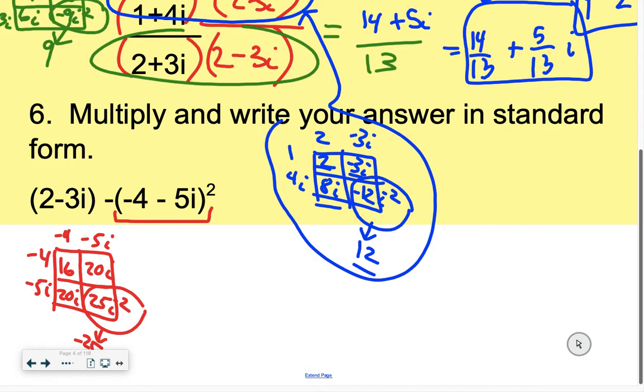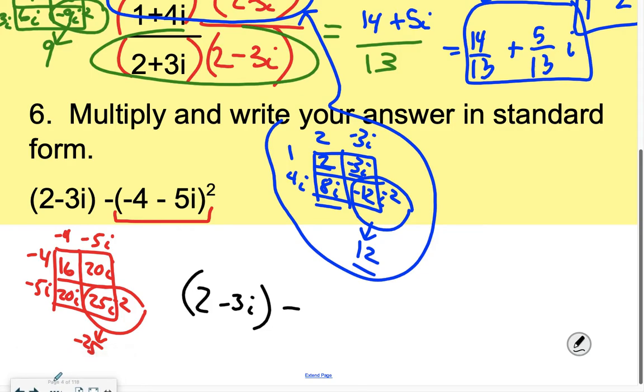So this part that we're subtracting from 2 minus 3i is going to be, I'm putting it in parentheses because it's whatever we get when we simplify this. It's going to be 16 minus 25, which is negative 9. So I'm looking over here and I'm subtracting the real parts, plus 20i plus 20i, which is plus 40i.